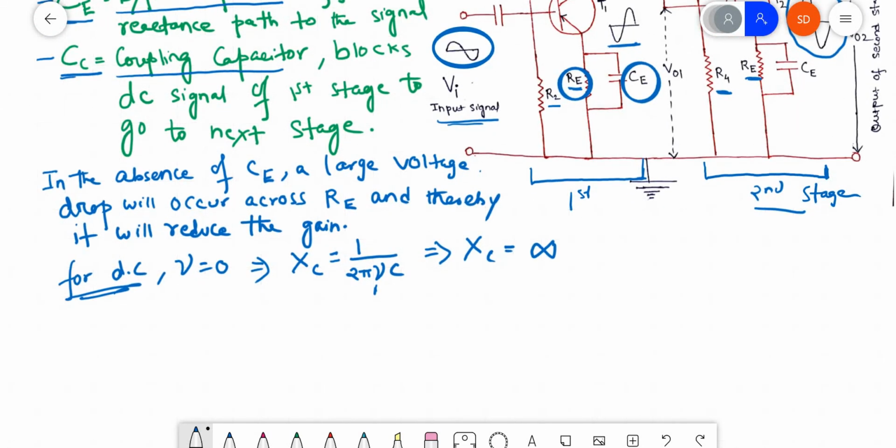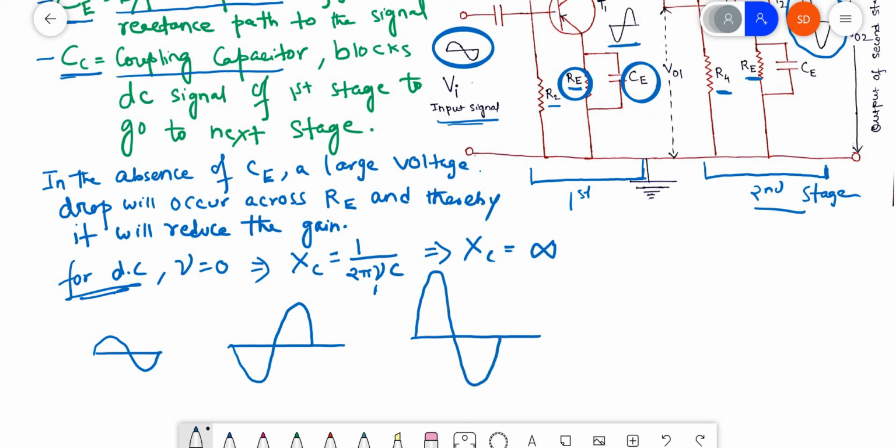The input signal was like this. The output from the first stage we got like this, with a 180-degree phase shift, and the final output from the second stage is this. This is the output from the second stage, this is the output from the first stage, and this is the input signal. We can see that the input signal is in phase with the output from the second stage.